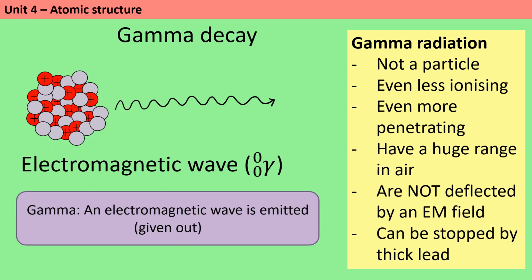And then finally, we have our gamma decay, which is usually given out at the same time as the alpha particle or the beta particle. Now, gamma radiation is not a particle, it's an electromagnetic wave, and it's even less ionizing than the beta particle. However, it is more penetrating, so although it's less likely to ionize an atom, it's more likely to get to that atom in the first place. Gamma rays have a huge range in air and they're not deflected by an electromagnetic field, but they can be stopped by a thick layer of lead.